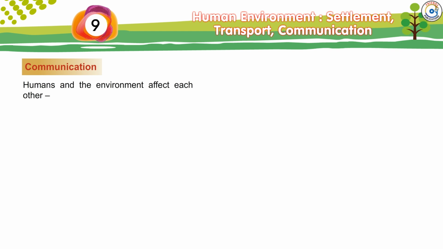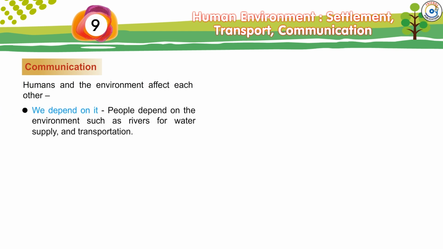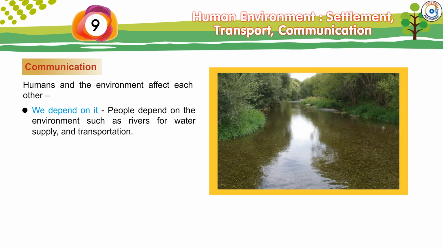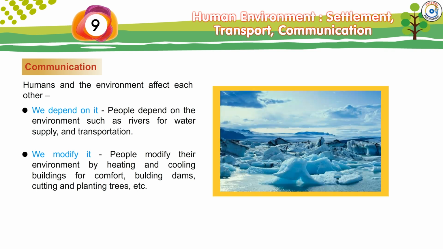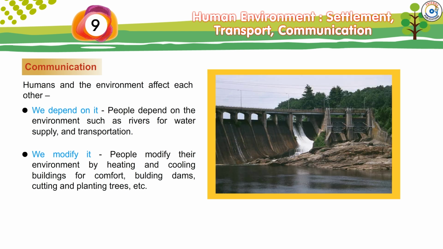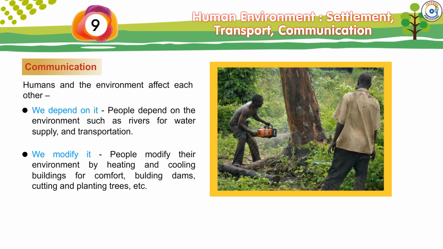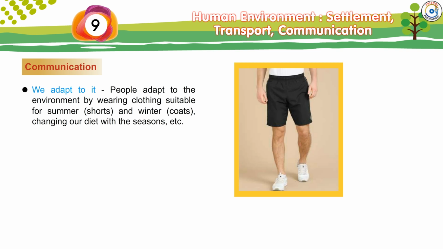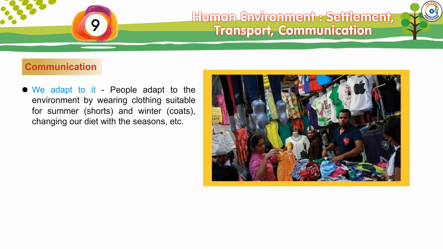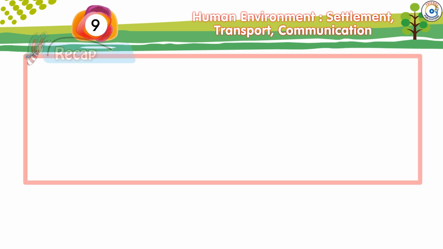Humans and the environment affect each other. We depend on it. People depend on environment such as rivers for water supply and transportation. We modify it. People modify their environment by heating and cooling buildings for comfort, building dams, cutting and planting trees, etc. We adapt to it. People adapt to environment by wearing clothing suitable for summer shorts and winter coats, changing our diet with seasons, etc.